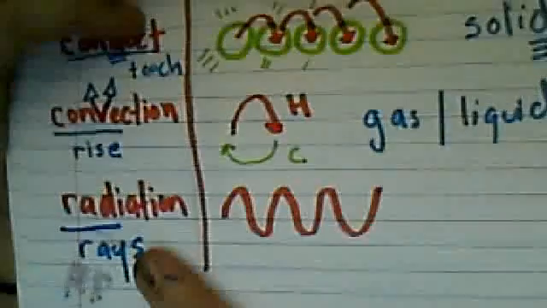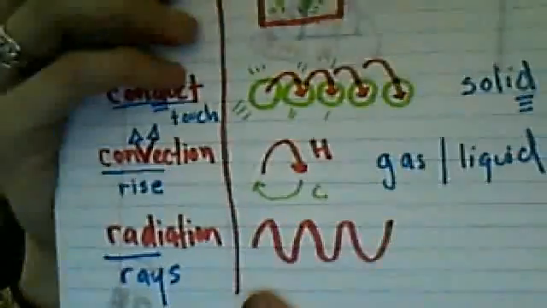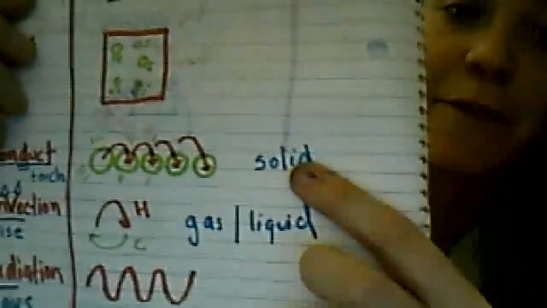Finally, we have radiation. We can think of radiation as the sun rays, or it could be rays from a fire that go across, or from a heater that go across. So that's just going to be our wave. Your prove it today will be mostly on this, but this is important so you understand how the molecules move in these 3 types of heat transfer.